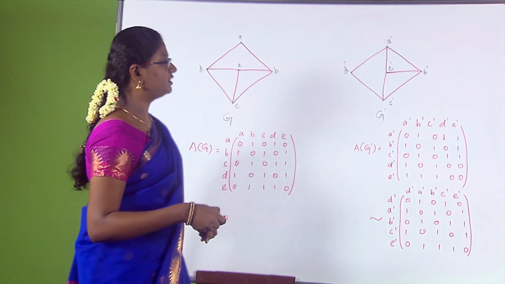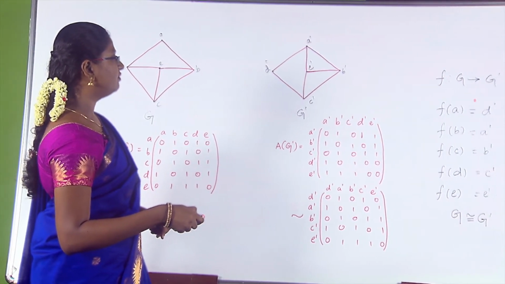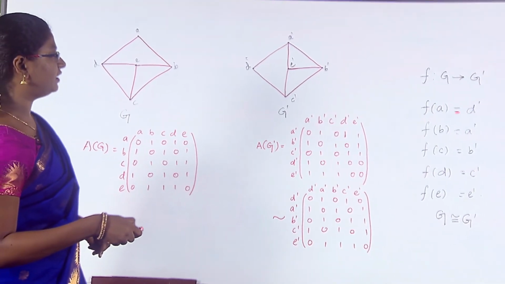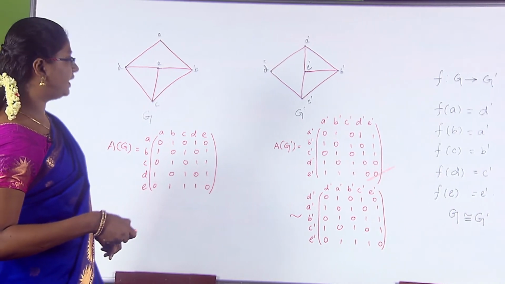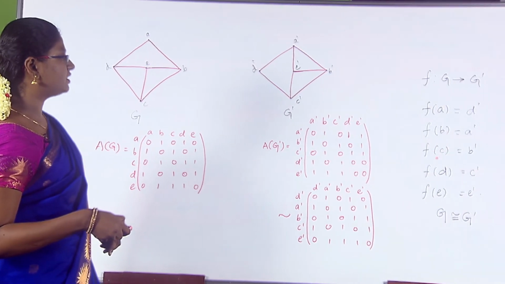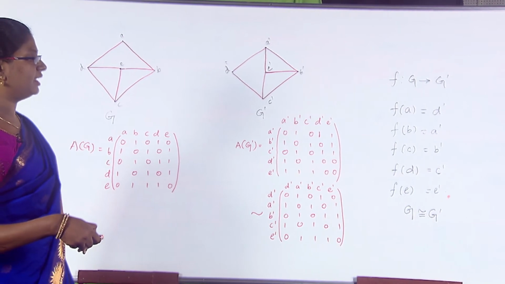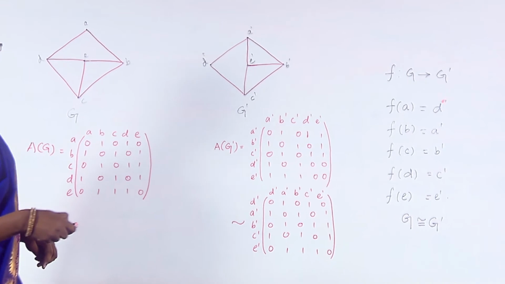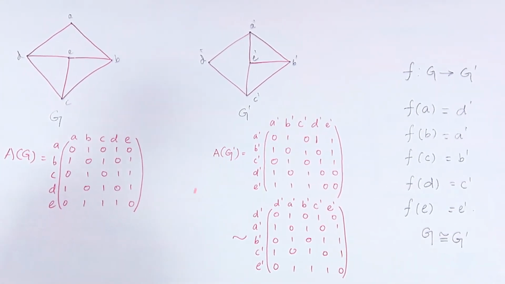So the isomorphism here is, we are defining a map f from G to G dash, where f of A I am mapping to D dash, that is, f of A is equal to D dash, and similarly f of B I am mapping to A dash, that is, f of B is equal to A dash. C I am mapping to B dash, f of C is equal to B dash, and f of D is equal to C dash, f of E is equal to E dash. This is the corresponding isomorphism between G and G dash. So we have shown G and G dash are isomorphic to each other by using adjacency matrices.